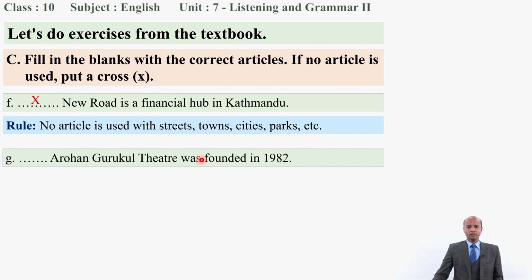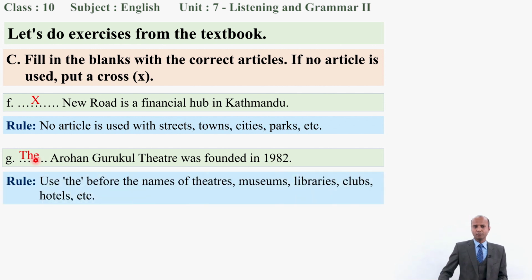Arohan Gurukul Theatre was founded in 1982. What should be there? Nothing? No. There should be "the". Why? Yes. So before museums, theaters, libraries, clubs, etc., or even hotels, you have to use "the". And the first letter capital, okay?